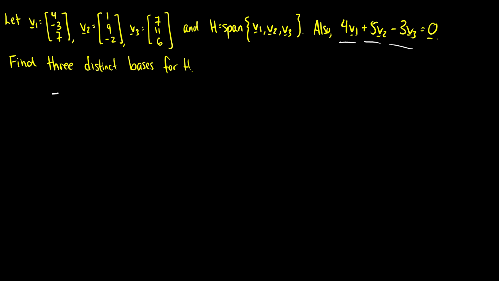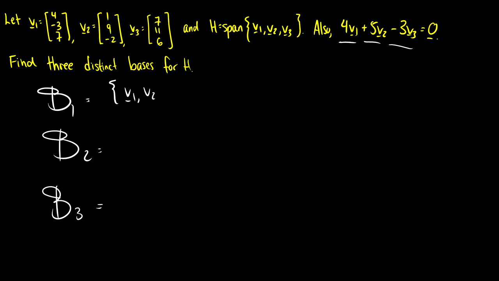So we're going to have a basis 1, a basis 2, and a basis 3. So how do we do this? Well, we know that we can rewrite one of these vectors as a linear combination of the other. So what this means is we can pick any one of these vectors and we can remove it. So one of our bases could be the set containing v1 and v2, because we just removed vector number 3.